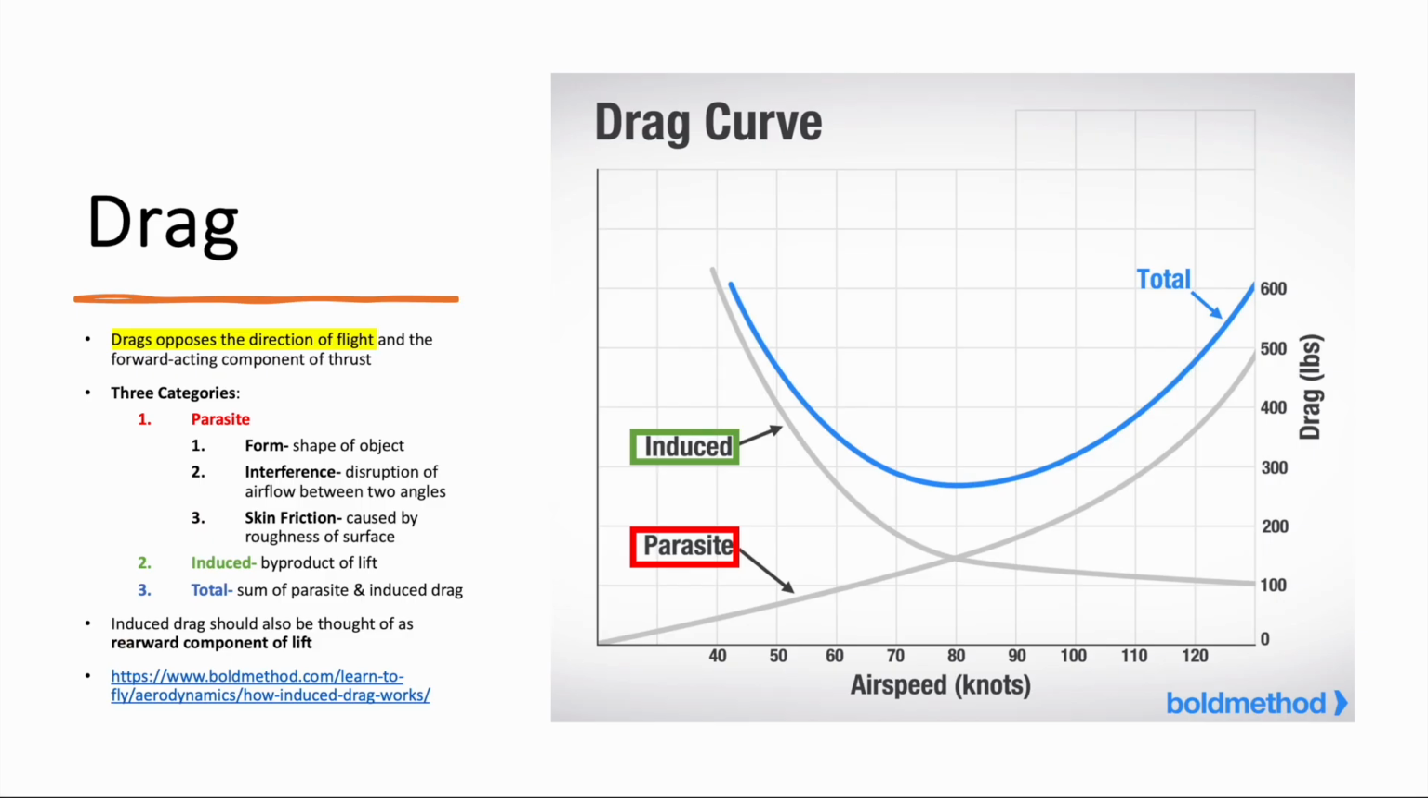Next is drag. So drag opposes your direction of flight. And there's a few different types of drag that we'll get into. The first one is called parasite drag.